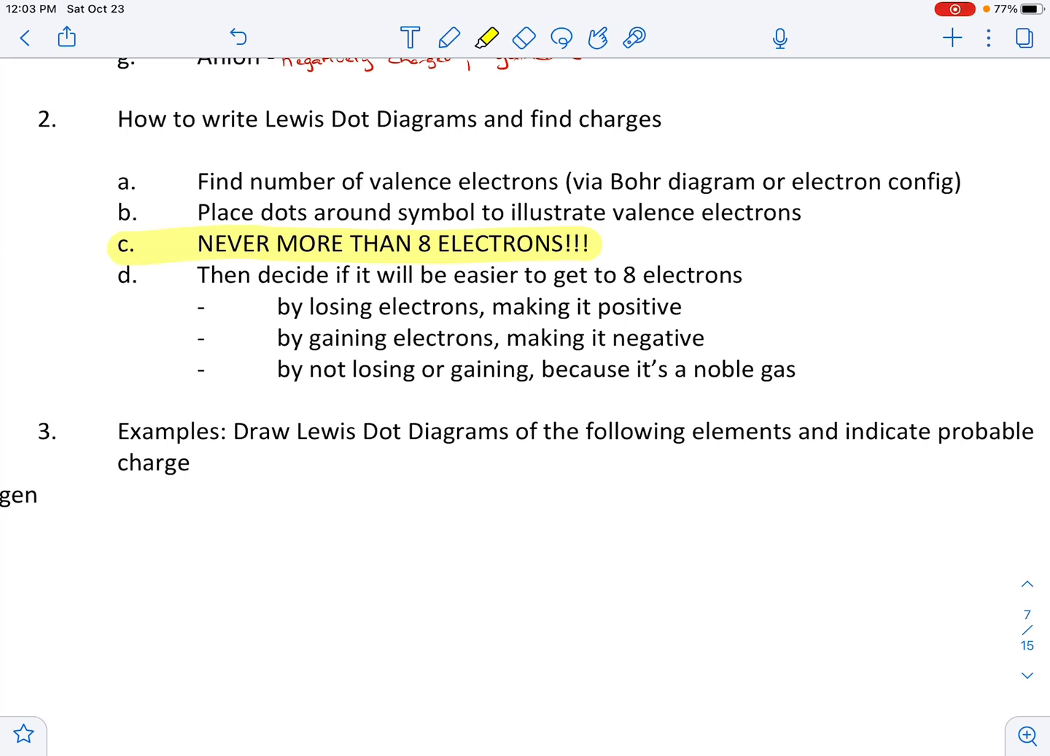Never more than 8. Then we'll decide if it becomes easier to lose electrons or gain electrons, all right? And we'll kind of talk about that. And some of them aren't going to lose and gain. That's our noble gases. Remember, that's group 18. If they're in group 18, they're not going to lose or gain, and their charge will be 0 because they're already at 8, or helium is at 2.